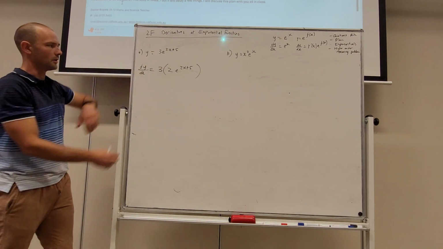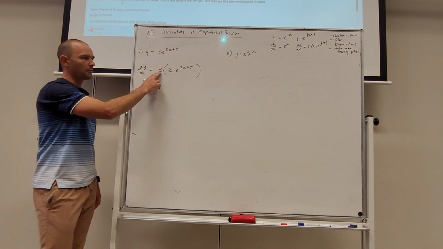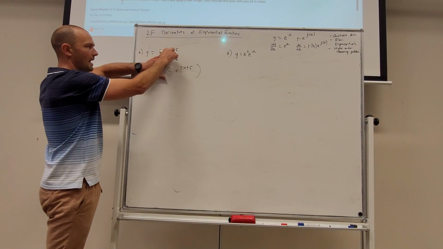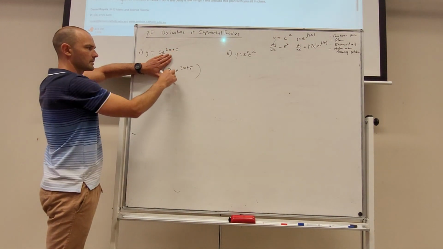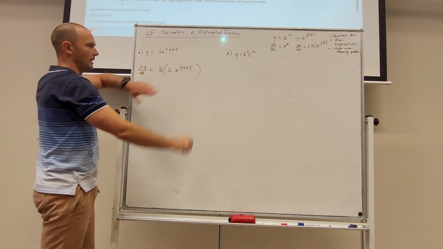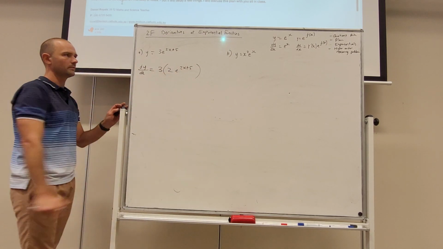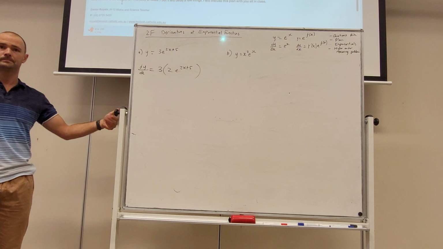Okay? So, let's explain that one. The 3's hanging out. We do the derivative of the power. The derivative of 2x plus 5 is 2. And then we just have e to the power. So this part stays the same, and then that's just the derivative of it. Everyone see that? Cool.